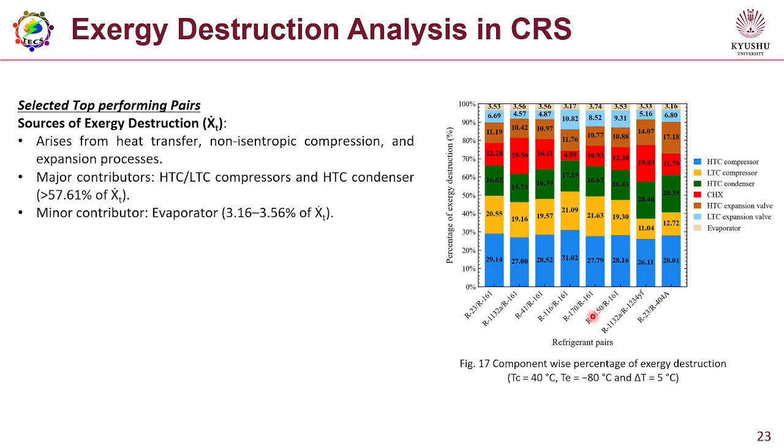So why was this component-wise exergy destruction analysis done? It is performed to see which components are actually generating more exergy destruction and need modification in their design. This showed that the compressor and the condenser of the cascade refrigeration system were involved in more than 57% of the exergy destruction, that is, energy wastage. This concluded that these two components need future design modification for an efficient cascade refrigeration system. The component which contributed minorly was the evaporator.